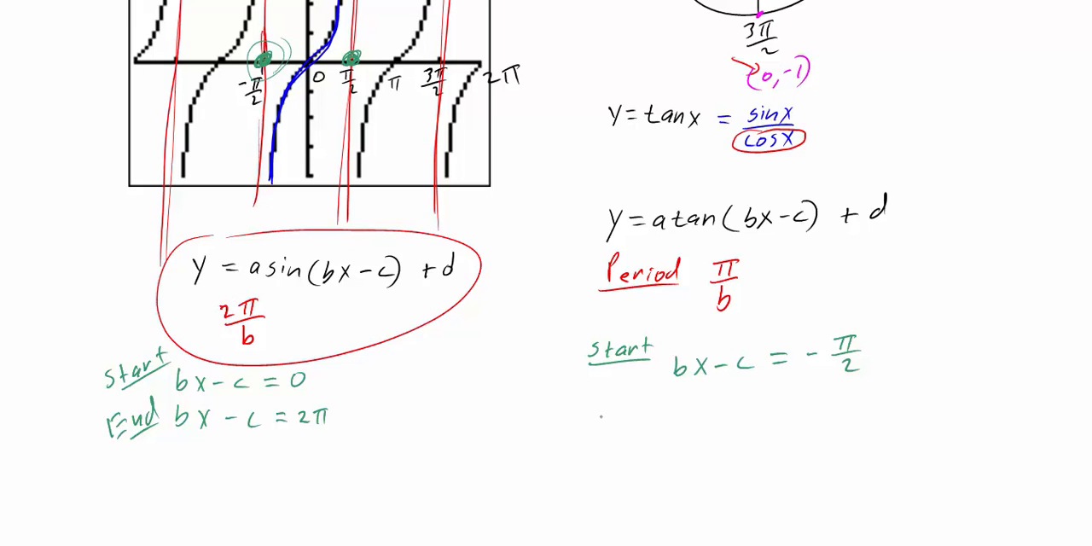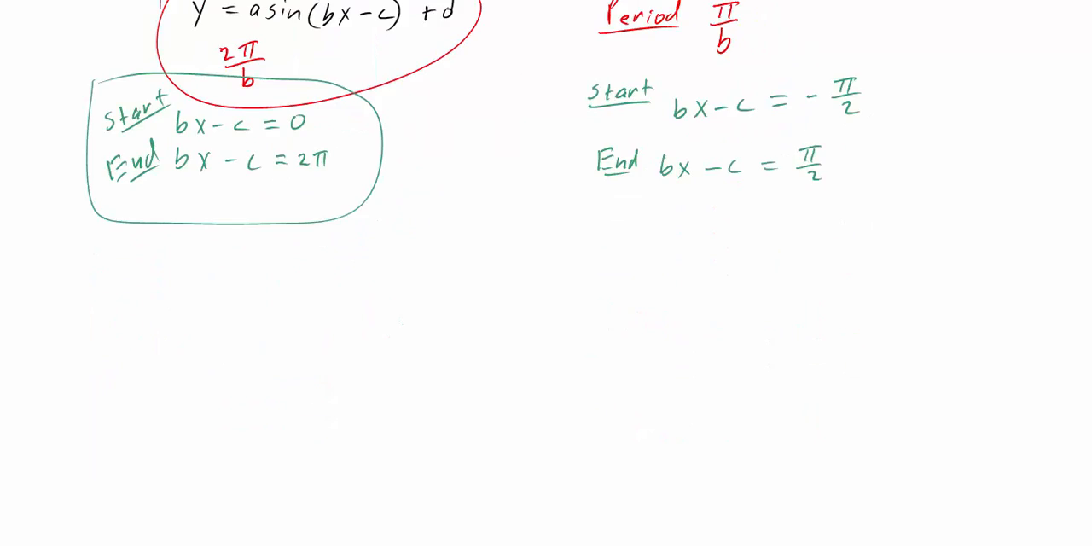Okay, and then if we want to look at finding the end, we would take the end point of one cycle. You would take bx minus c, set that equal to a positive pi over 2. So we're figuring out how this is shifting with relationship to the negative pi over 2 and the positive pi over 2, just like we did over here with our sine and cosine, but we were basing it off of 0 and 2 pi. So let's look at an example of using this.